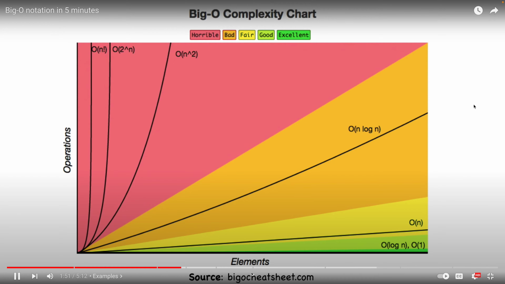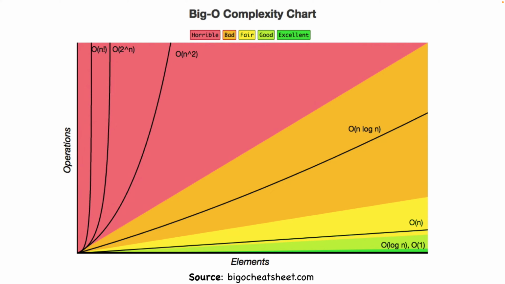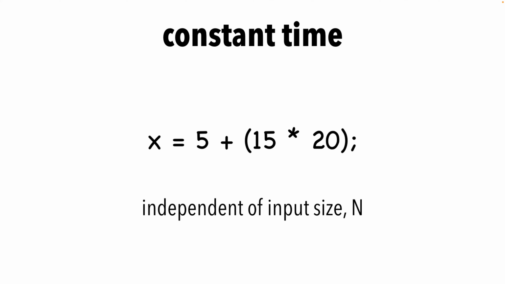Let's run a few examples so you can see what I mean by basic computer steps. We'll start with constant time. Imagine we have the following line of code. This basic computer statement computes x, and notice it does not depend on the input size in any way. We say this is big O of 1, or constant time.